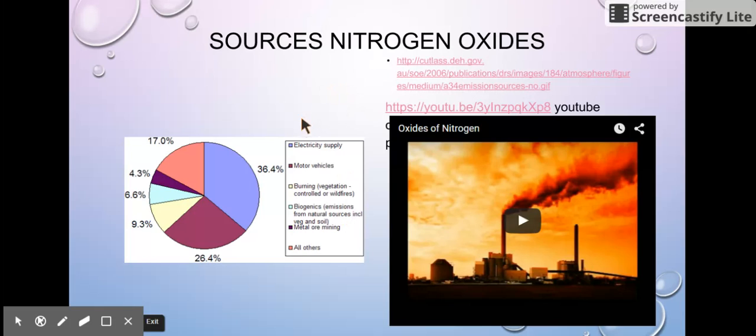Okay, oxides of nitrogen. Again, you do get a certain amount with the electricity supply. You get some from metals, but mostly it's motor vehicles. Motor vehicles are the main source of nitrogen oxides. Although there are some coming off, it depends upon how much coal you burn. It's a small amount of the oxides that come off coal, but if you're burning a lot of coal, that's still going to account for a lot of nitrogen oxides.